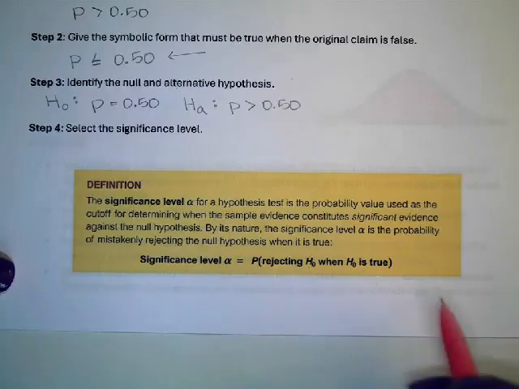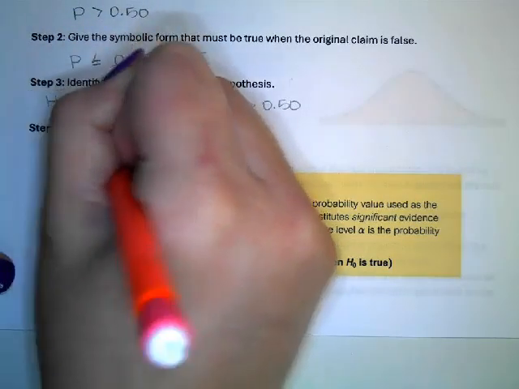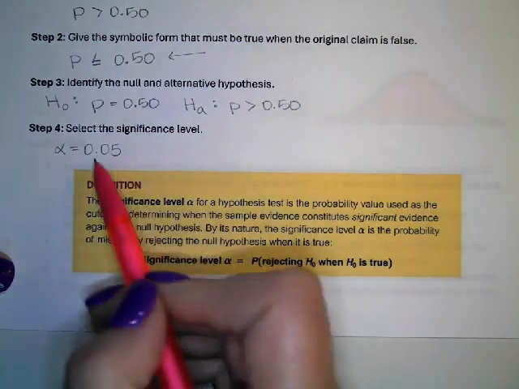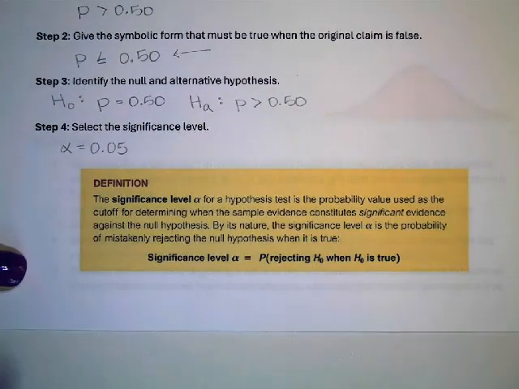So we're going to use alpha equals 0.05, only because they didn't give us a significance level, and so we're going to go ahead and use kind of the default. All right, on to the next step.